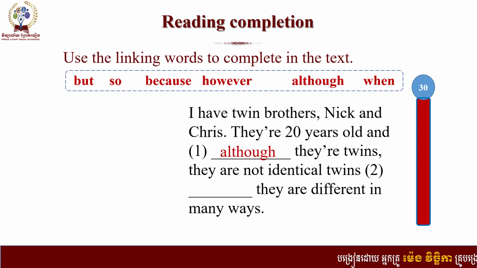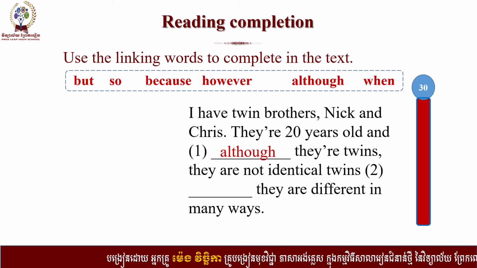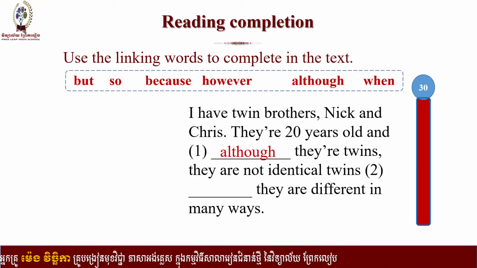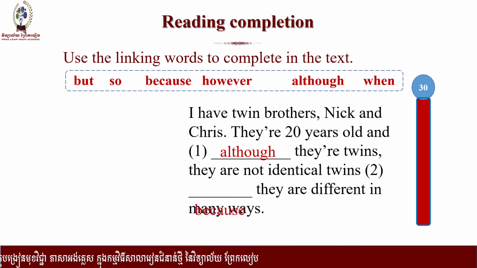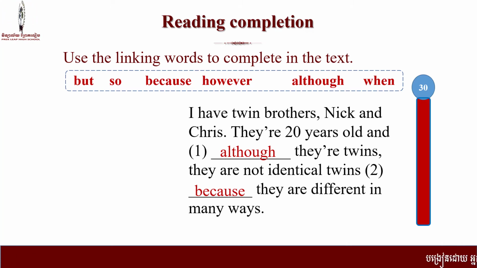Number two, they are not identical twins, and they are different in many ways. So what word should be used in this sentence, everyone? Alright, "because": they are not identical twins because they are different in many ways. So, okay, it is the first paragraph in the writing.